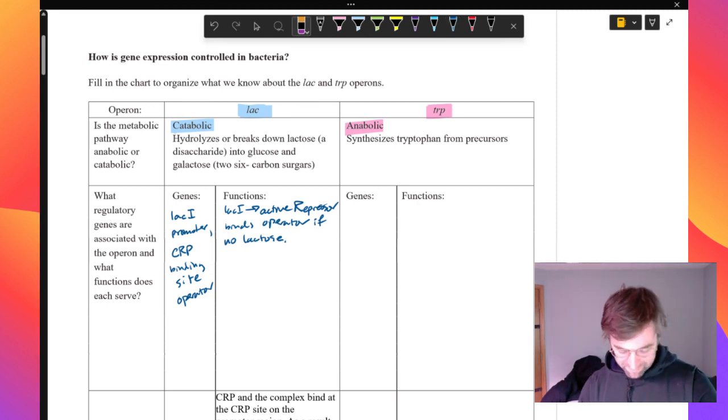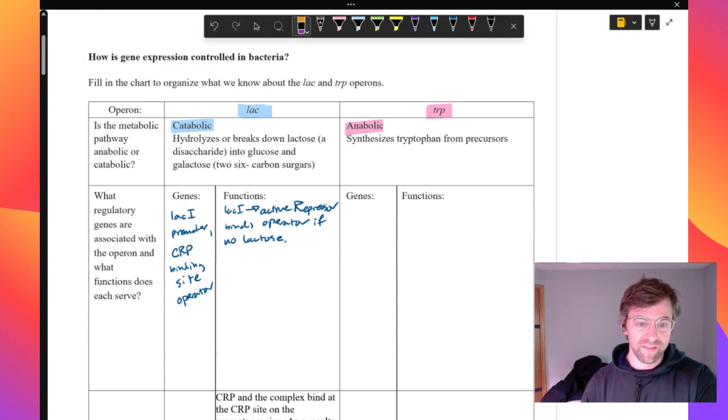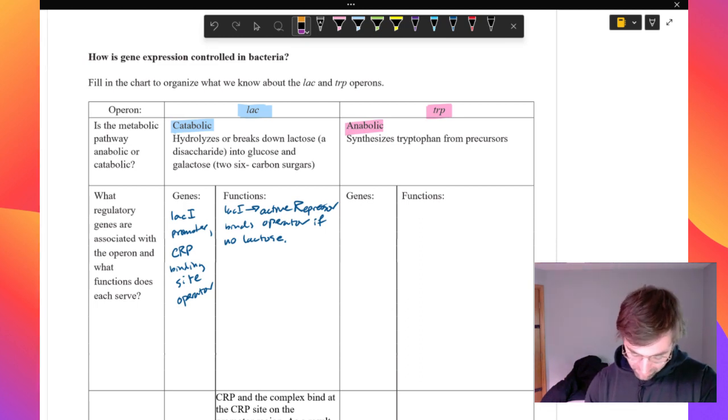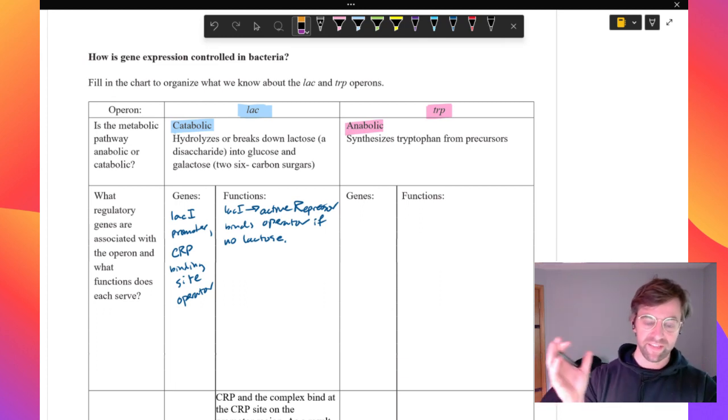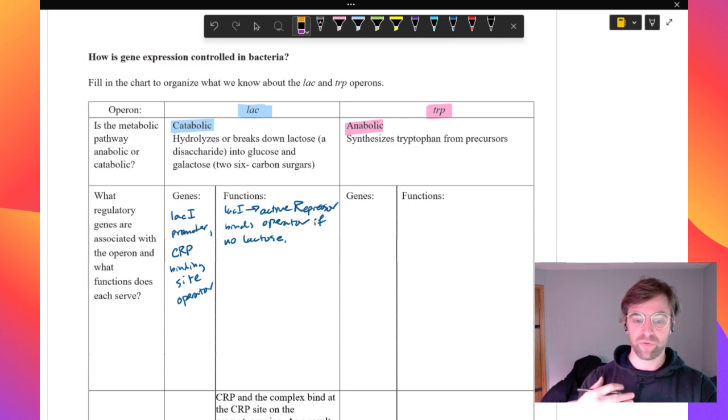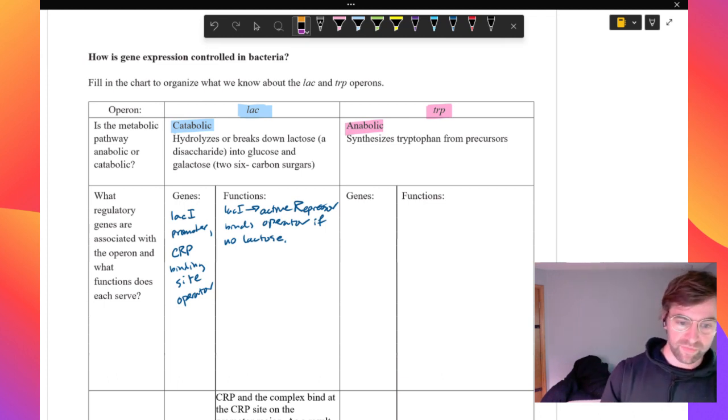This is the important part. LacI, I'm not sure which is correct in this case, produces an active repressor protein that binds the operator if there is no lactose. CRP and the complex bind at the CRP site on the promoter region. As a result, the enzymes for lactose digestion are produced only when needed and only when glucose is not present.